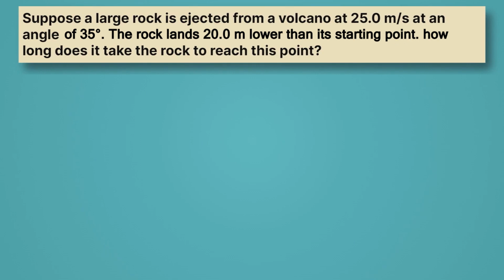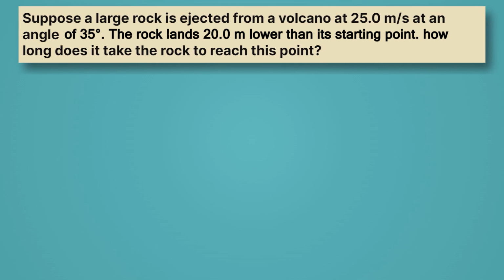This problem tells us that a large rock is ejected from a volcano at 25 meters per second at an angle of 35 degrees. The rock lands 20 meters lower than its starting point. How long does it take the rock to reach this point?